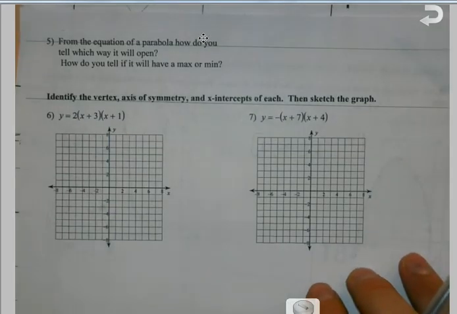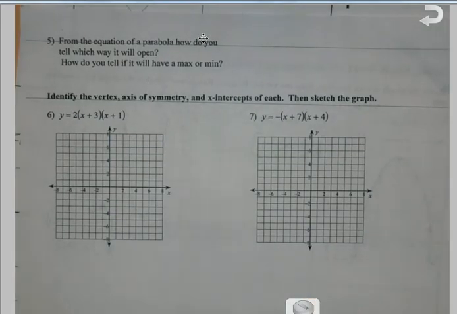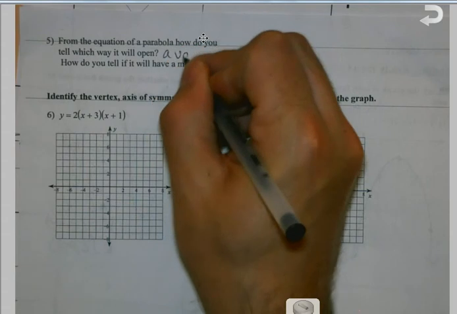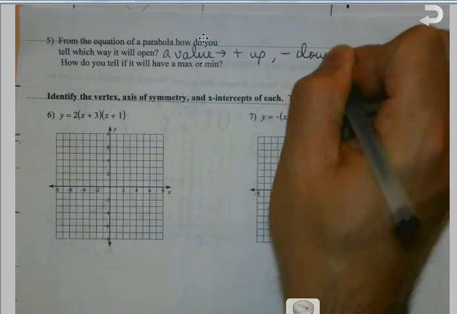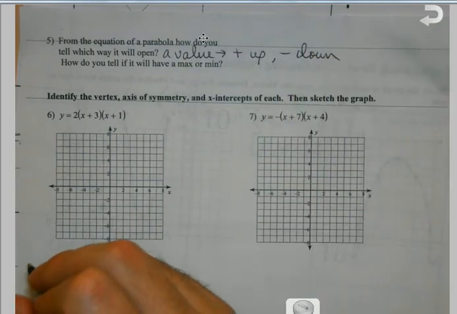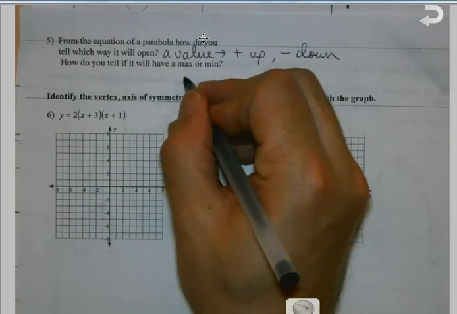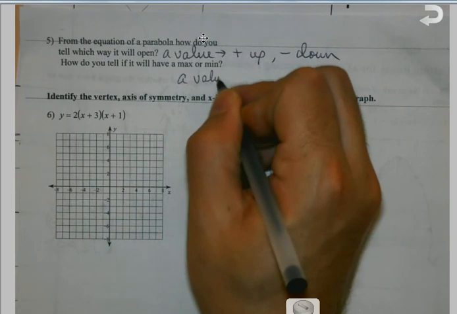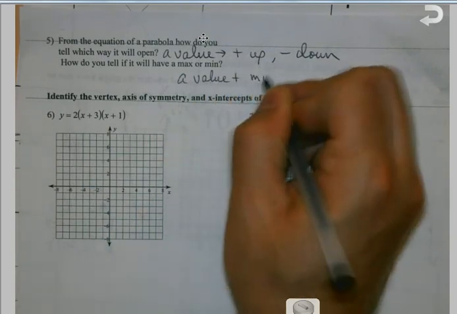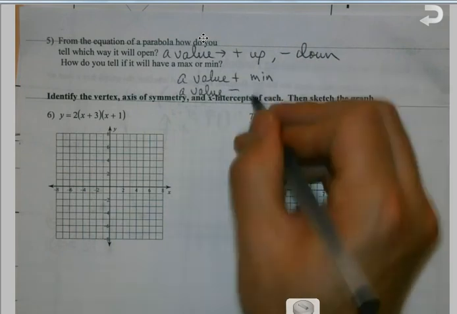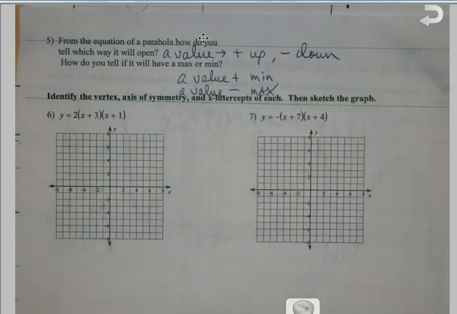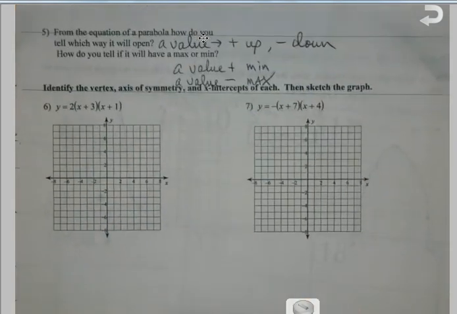When we get over to the back, from the equation of a parabola, how do you tell which way it'll open? Well, it depends on the a value. If it's positive, it's opening up. If it's negative, it's opening down. Same thing goes with a max or a min. If your a value is positive, you're going to have a minimum. If your a value is negative, meaning it's opening down, you're going to have a maximum. So that a value tells us quite a bit about what's going on.